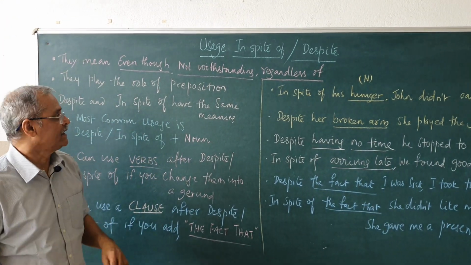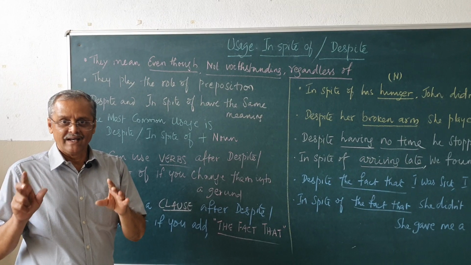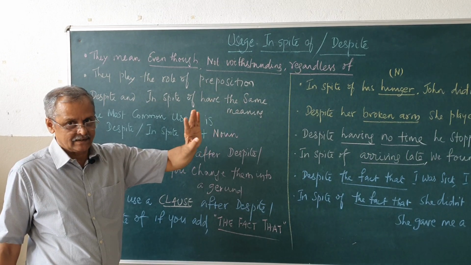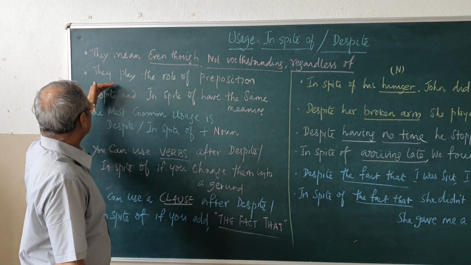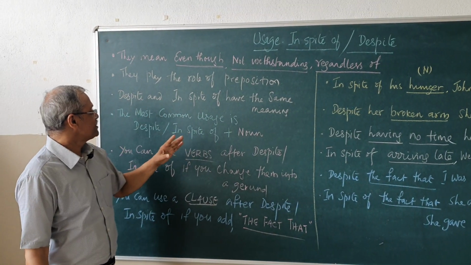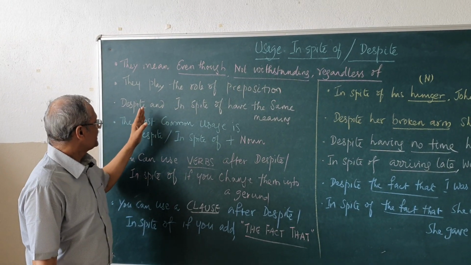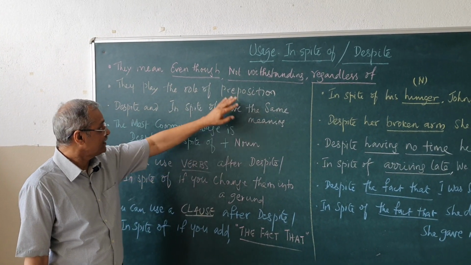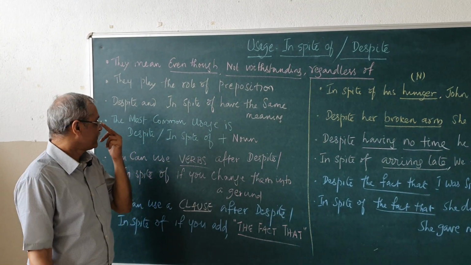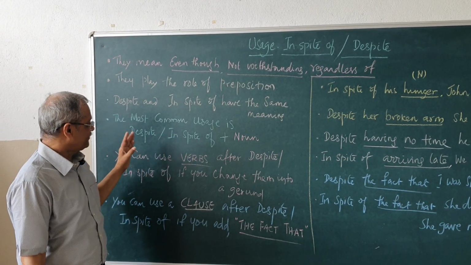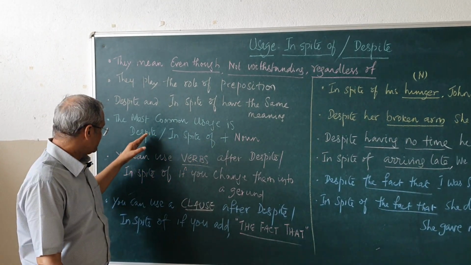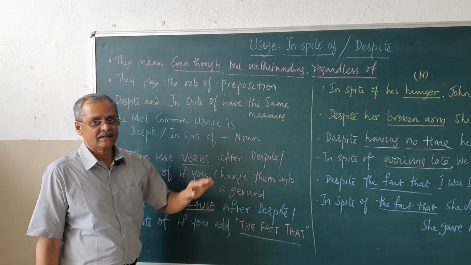Both of them mean the same thing, and their meaning is somewhere near to even though, although, notwithstanding, regardless of, etc. They mean almost the same and they play the role of preposition. Despite and in spite of have the same meaning as although, even though, notwithstanding and regardless of. The most common usage of despite and in spite of is despite or in spite of plus noun.